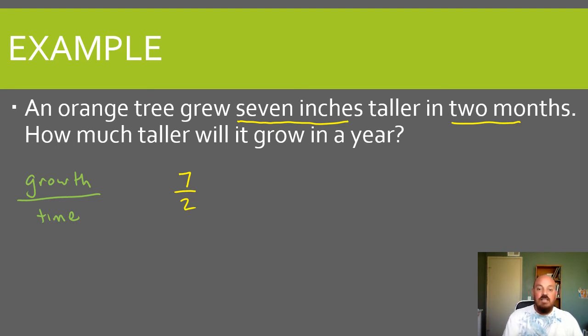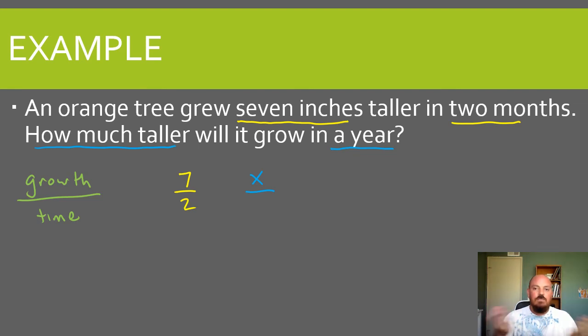Now for my second fraction, how much taller will it grow? We don't know its growth. That makes it the variable. I'm going to call that x. And for the time, it's 1 year. But I'm not going to put x over 1, because remember, we also talked about this in Module 1. If one thing is in months, the other thing has to be in months also, or years. It's got to be the same.